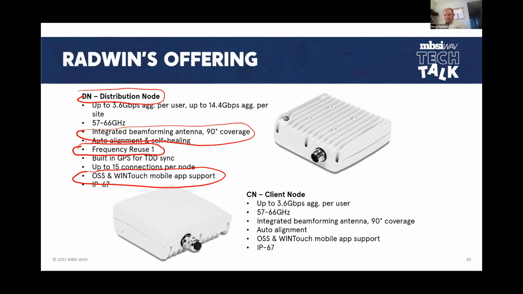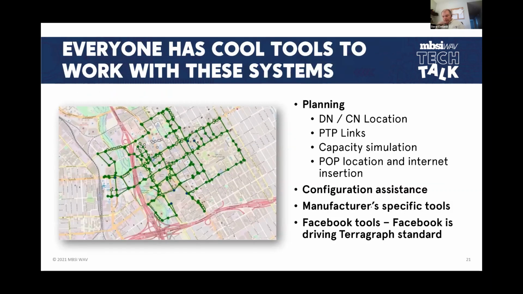On other networks, what stops us from using the same frequency across the whole network is the fact that our coverage areas are too big and we have too much self-interference. And of course, 802.11ay has cool tools.